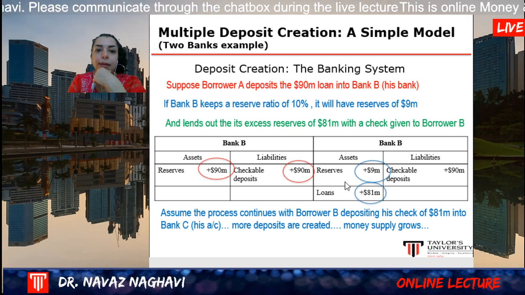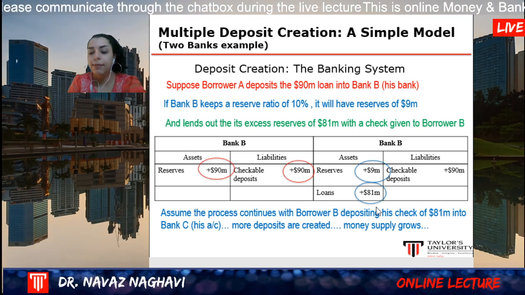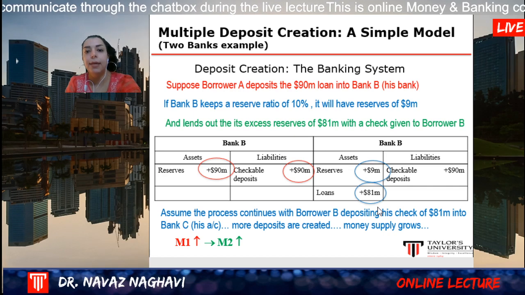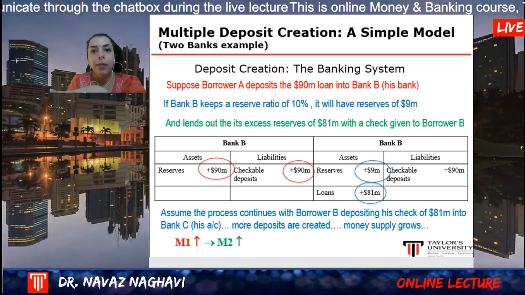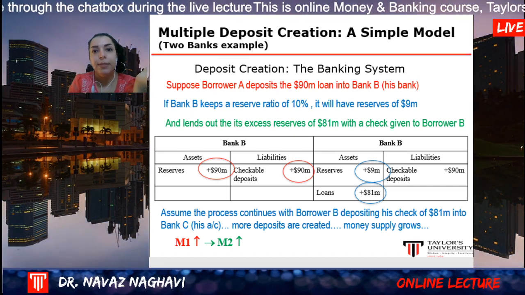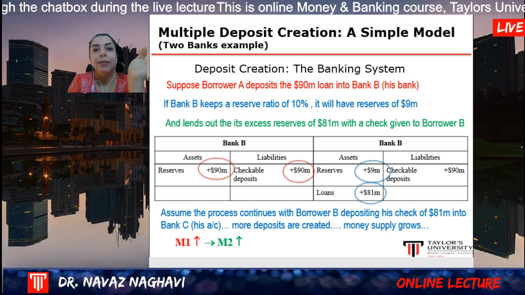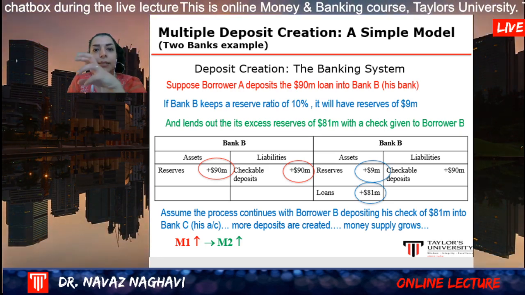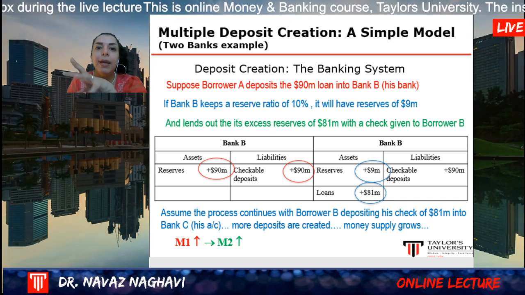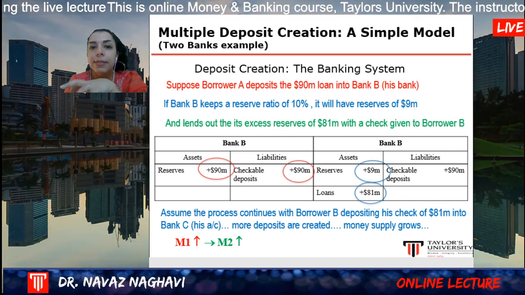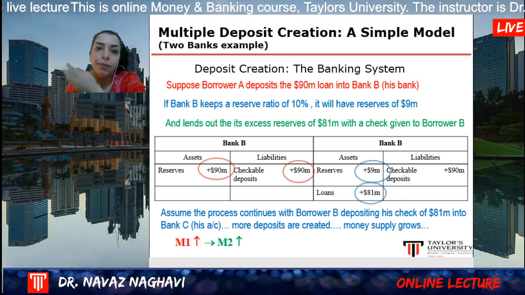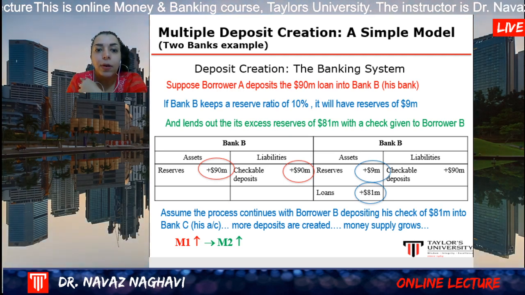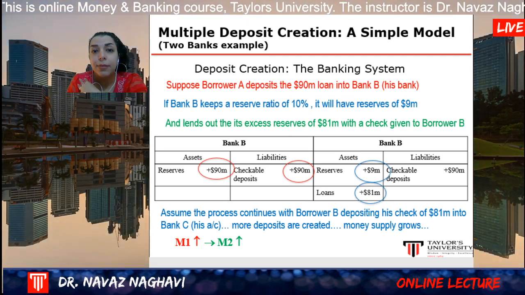Again, this process can continue. This person is receiving these 81 units, and these 81 units can go to be deposited in the next bank, and again 10% of it will be set aside and the remaining will be excess reserve. And this excess reserve is actually the loaning ability of the next bank. So are they increasing M1? Of course, they are increasing.